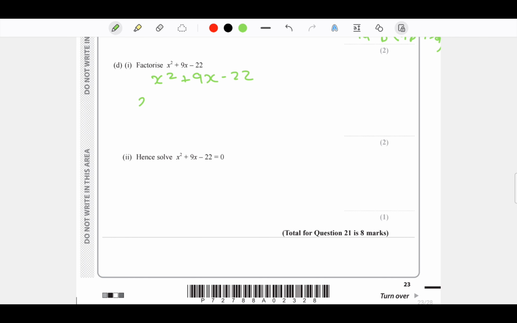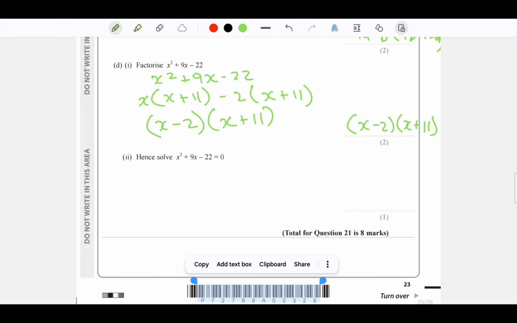We're going to write it like this: x plus 11, minus 2, x plus 11. So these are the two ways you can break up 9x and 22. This would equal x minus 2 as one factor and x plus 11 as the other factor.